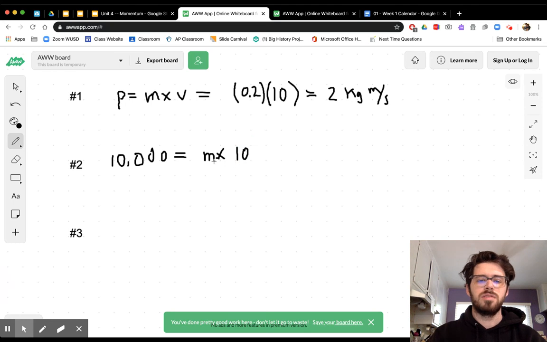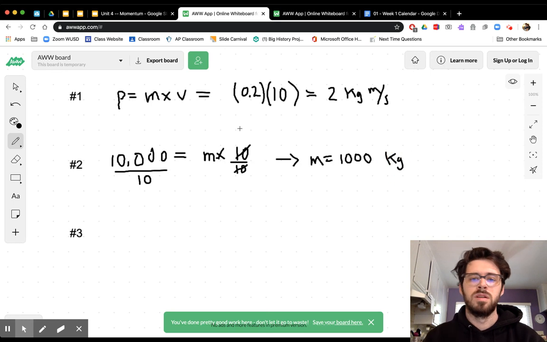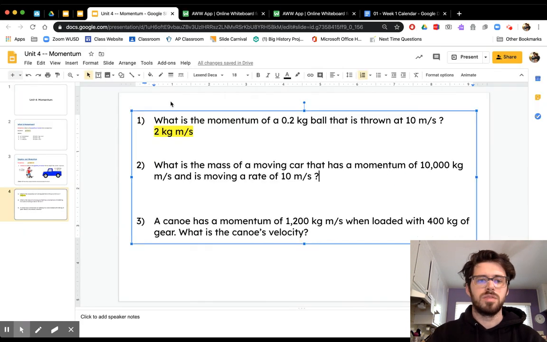And it's moving at a rate of 10. So if we want to solve for M right here, we divide by 10 on both sides, and hopefully you can do this in your head, but 10,000 divided by 10 is just 1,000. Units, kilograms, 1,000 kilograms. So let's plug that in.